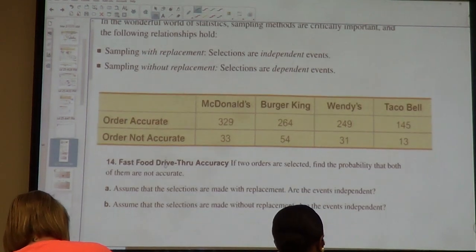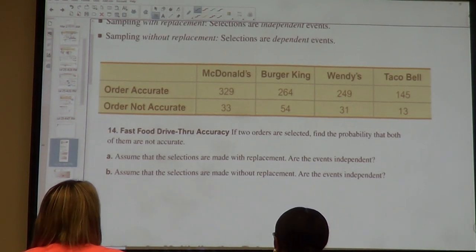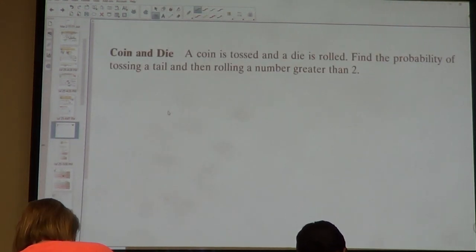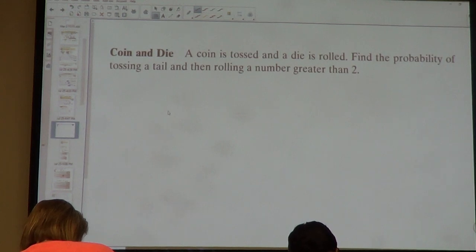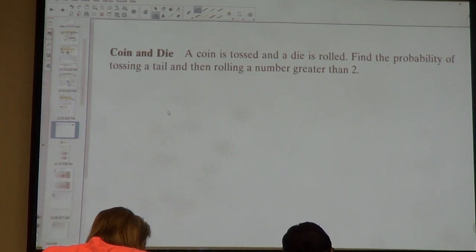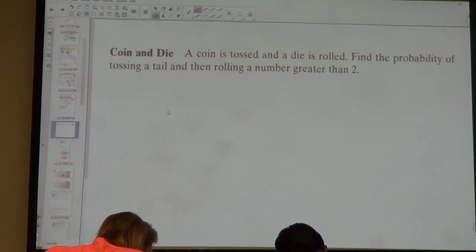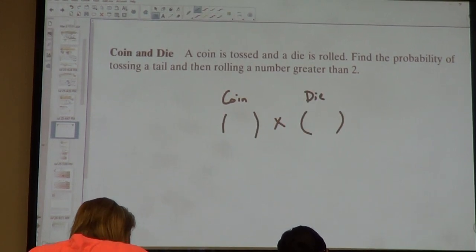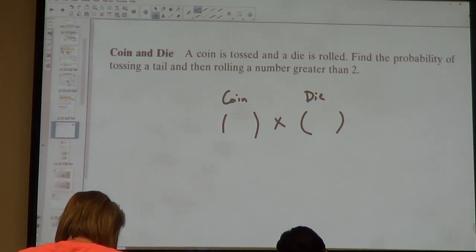Let me go to this one first. A coin is tossed and a die is rolled. Find the probability of tossing a tail and rolling a number greater than 2. So we're doing two things. We're doing the coin and we're doing the die. If you're doing two things, that means you're multiplying two probabilities, just like picking a card and picking a card.